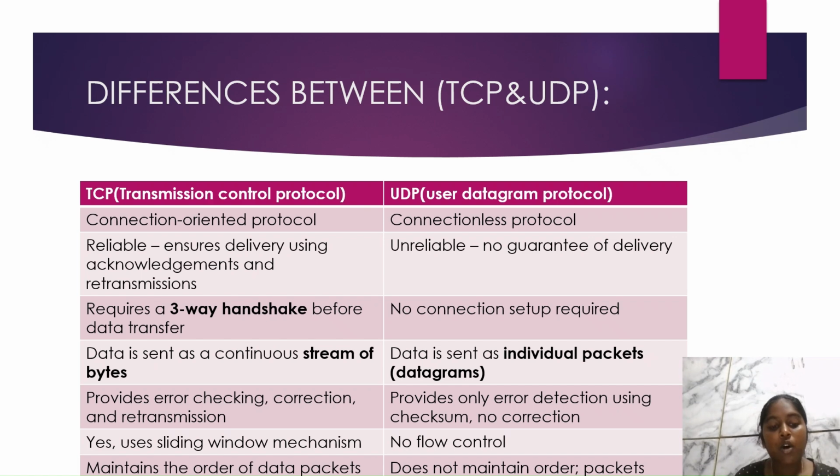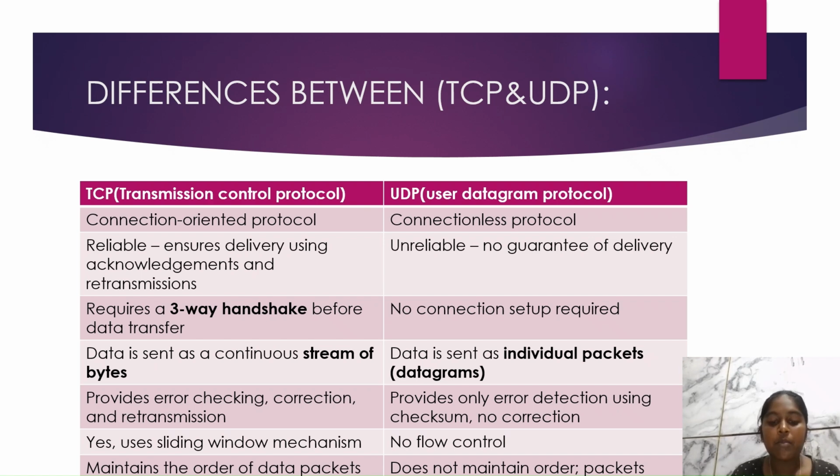TCP also maintains ordered data packets, and UDP doesn't maintain any order. Data packets may arrive out of order. There are some examples or applications based on their features. Each segment is acknowledged in TCP. No acknowledgement mechanism is included in UDP. Some reliable applications that use TCP are HTTP, HTTPS, FTP, SMTP, and Telnet.